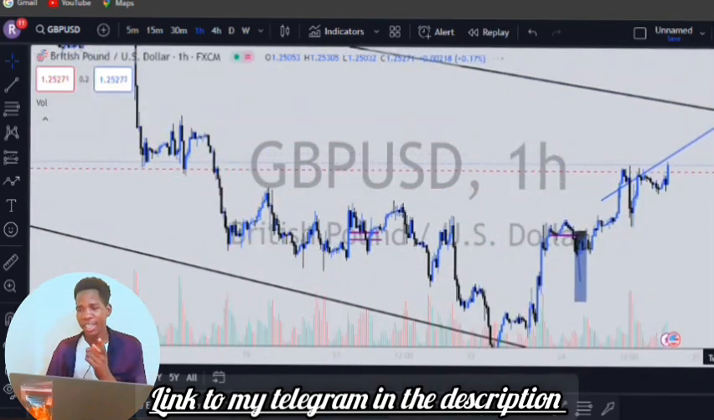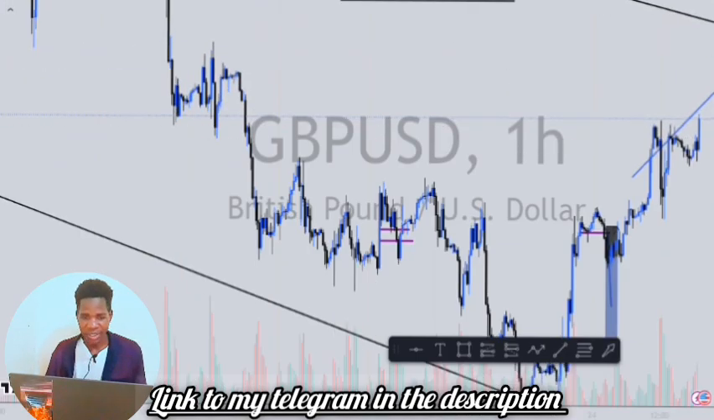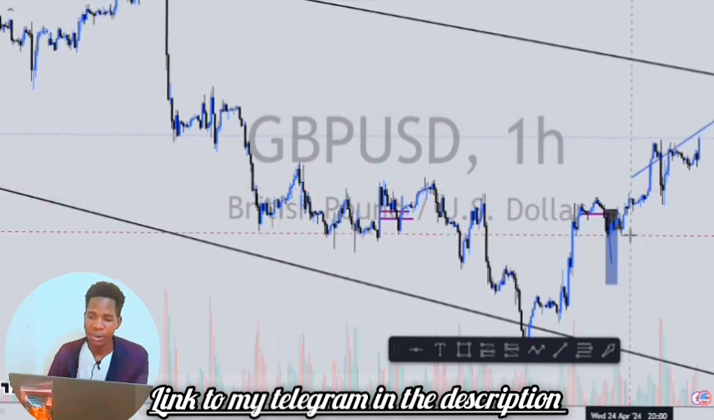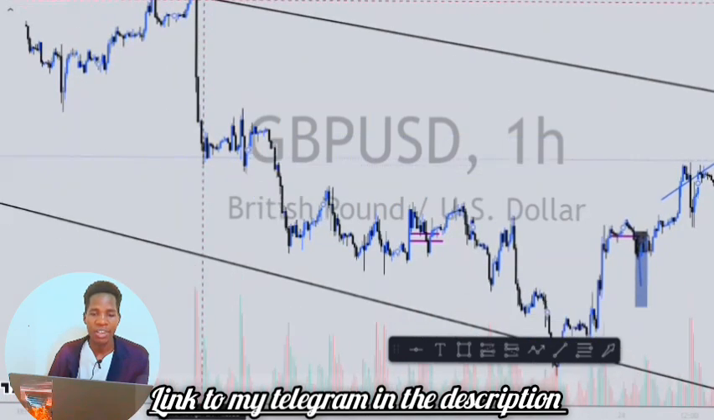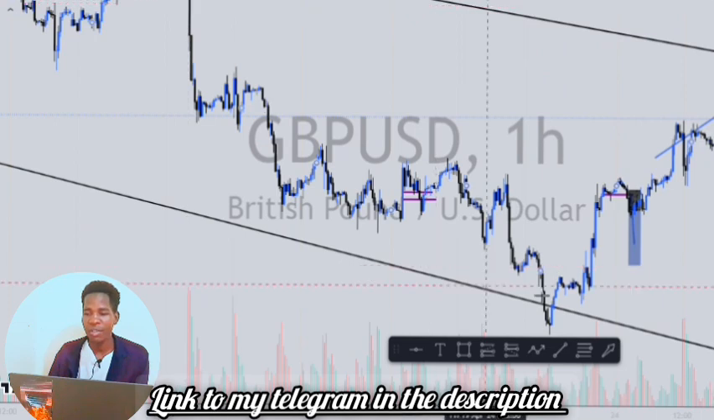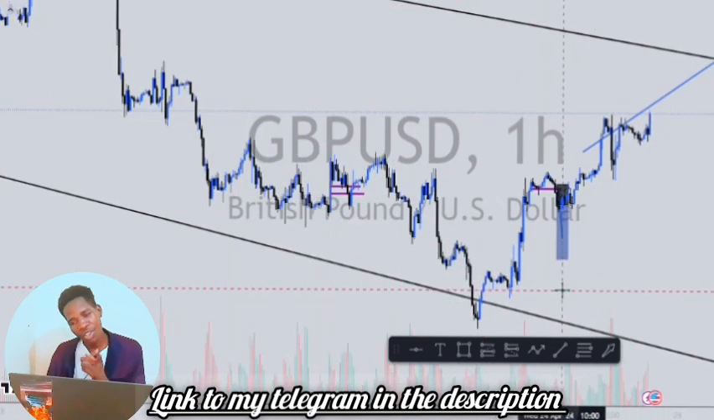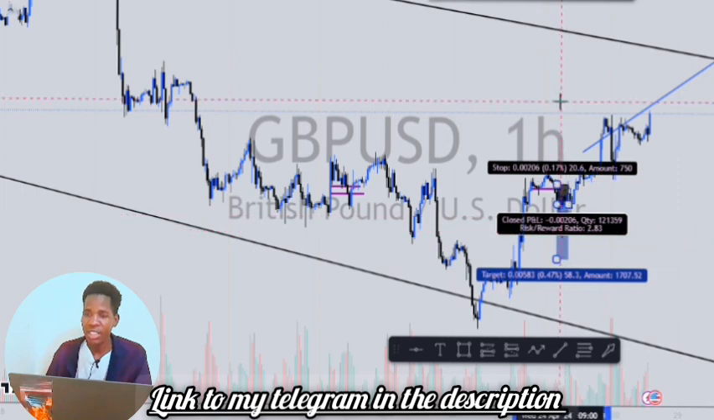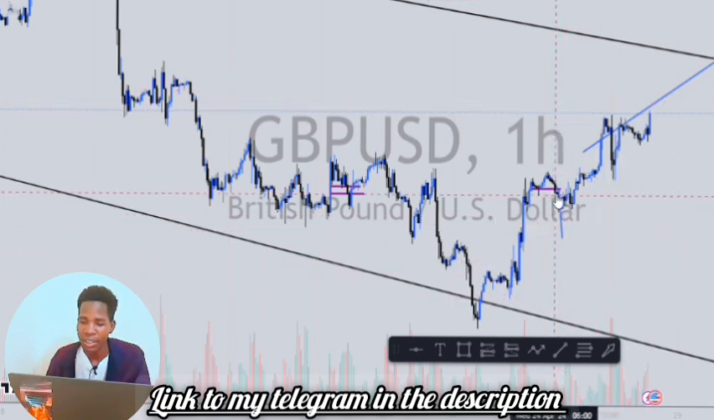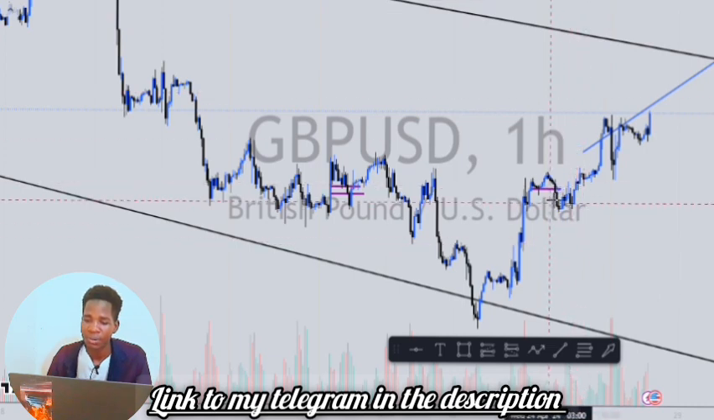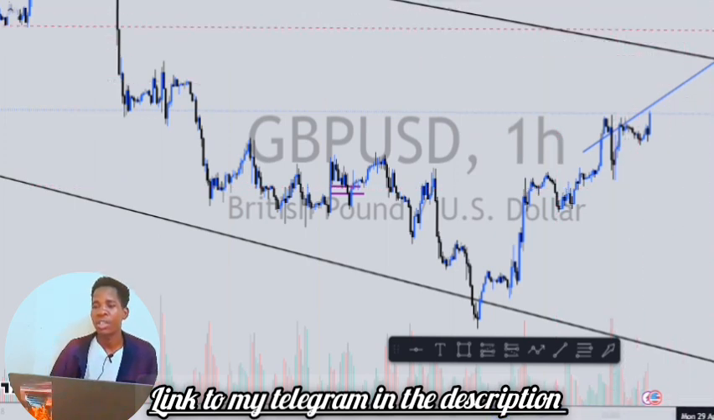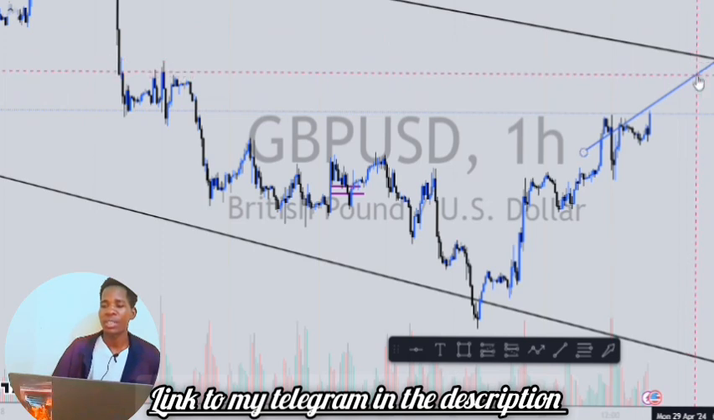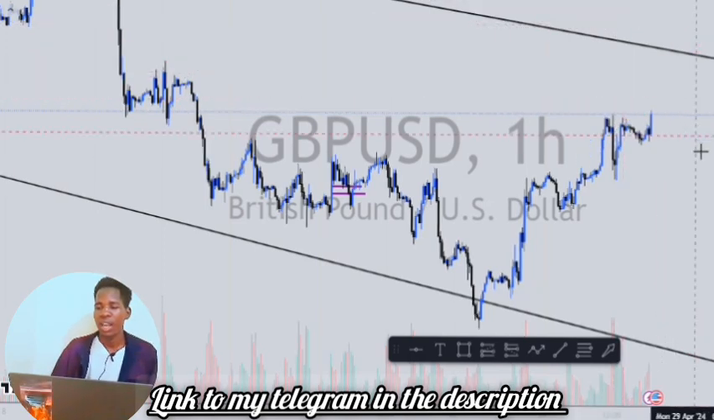Right, as I have told you, this is an impulsive move and a corrective move. Impulsive move, corrective. This is just a correction. Although in our correction moves, we can also find very good trades. We are waiting for this price to come up to this point, and then we take our sales.